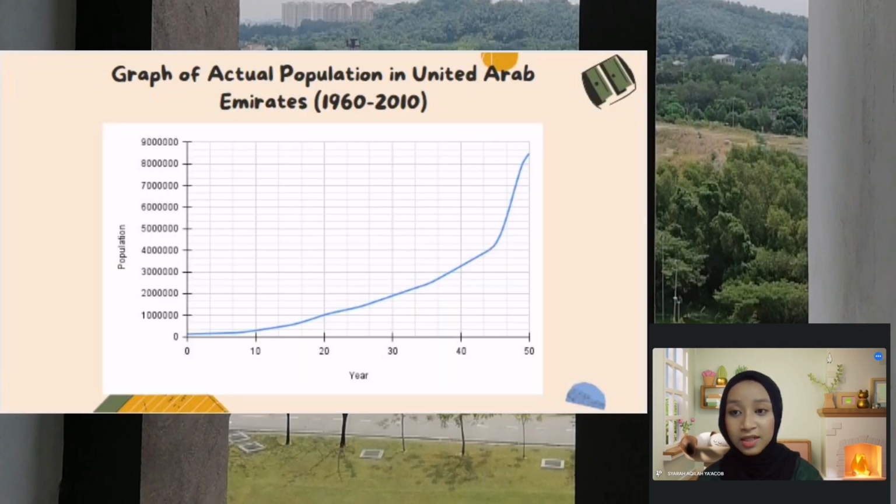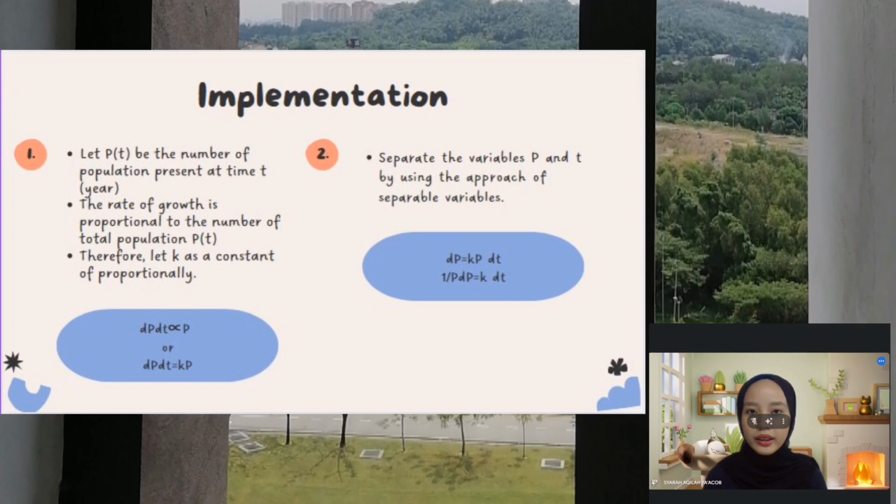Therefore, this is a graph of actual population in United Arab Emirates from 1960 to 2010. We can see that the actual population is in an increasing slope, so it shows that it is an exponential graph. So next is the implementation part.